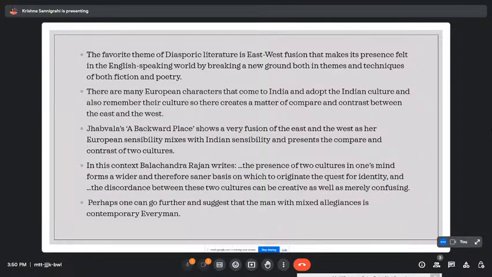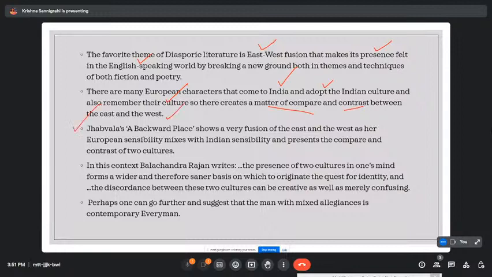The favorite theme of diasporic literature is East-West fusion, which makes its presence felt in the English-speaking world by breaking new ground, both in themes and techniques of fiction and poetry. There are many European characters that come to India and adopt the Indian culture and also remember their own culture. So there is a compare and contrast between the East and West.